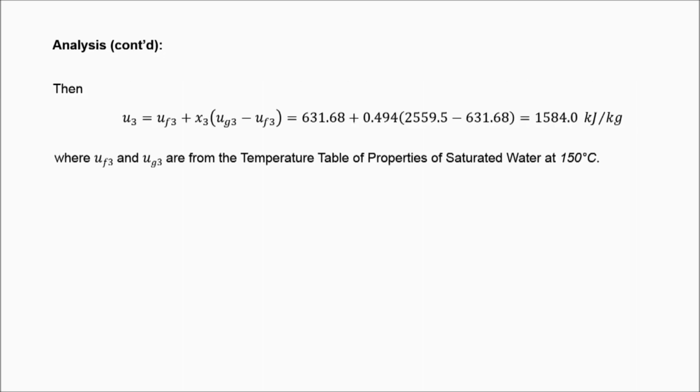Using the quality X3 we just calculated allows us to evaluate the internal energy at state 3. U3 is equal to Uf3 plus X3 times (Ug3 minus Uf3). The values of Uf3 and Ug3 are given again from the temperature table of properties of saturated water at 150 degrees C. After numerically evaluating the expression, we get a value of U3 equal to 1584 kilojoules per kilogram.